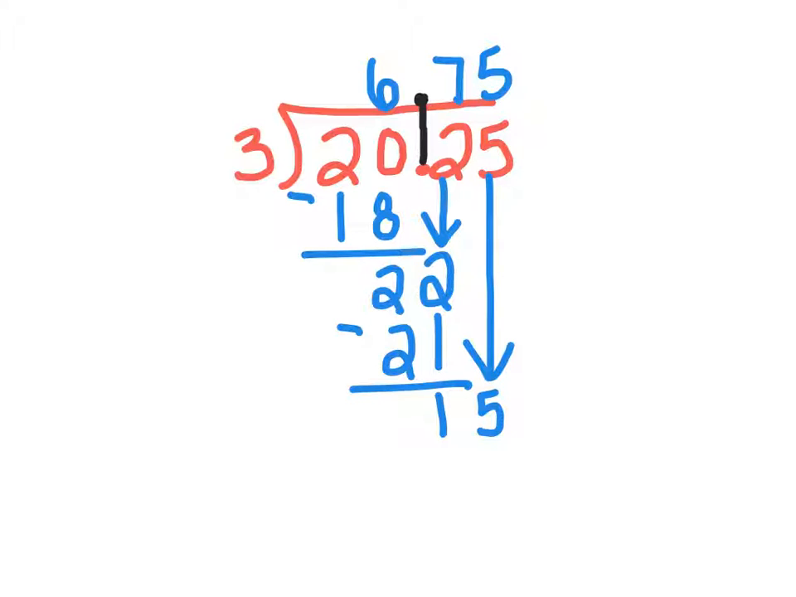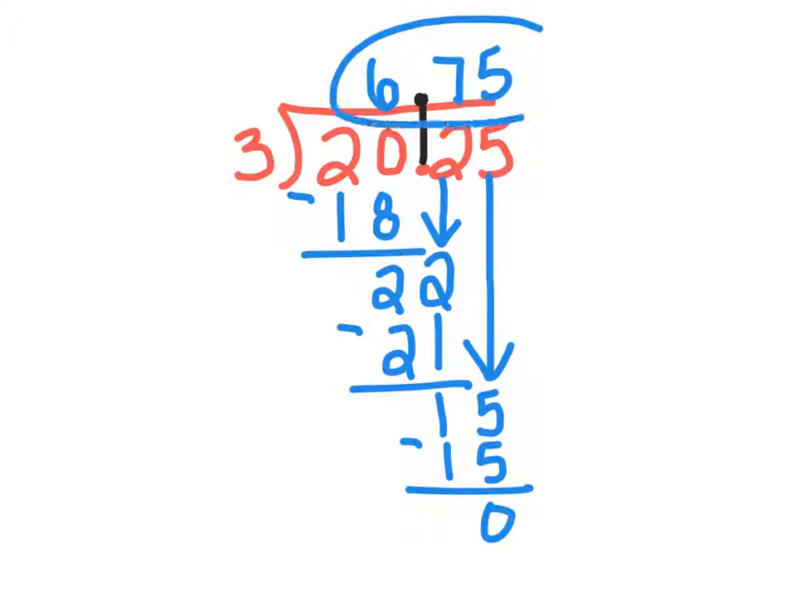3 times 5 will make 15. We subtract, and we have 0. There's nothing left to bring down, and so my final quotient will be 6 75/100. Nothing new, exactly the same process. The only difference was we added the decimal to the top before we began dividing.